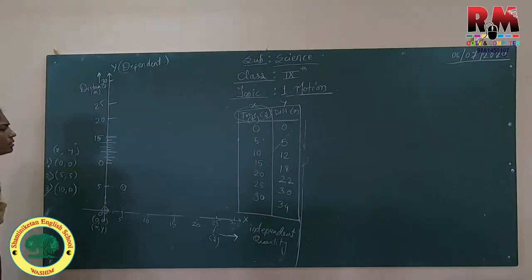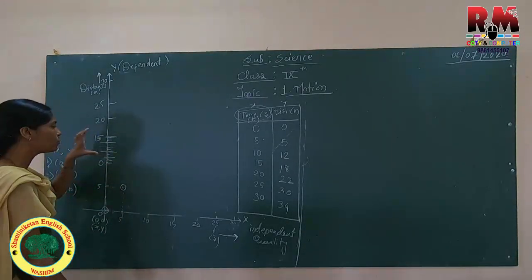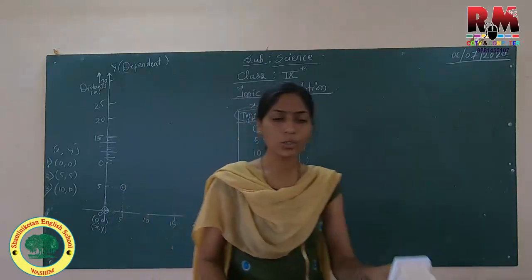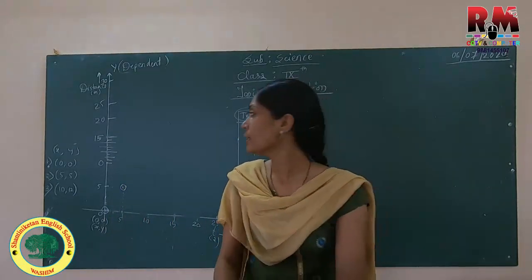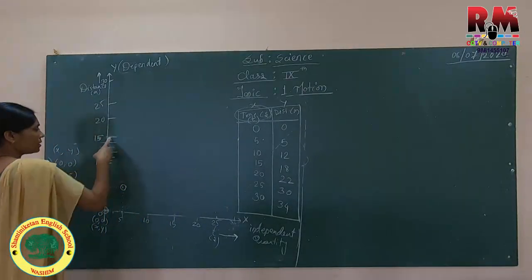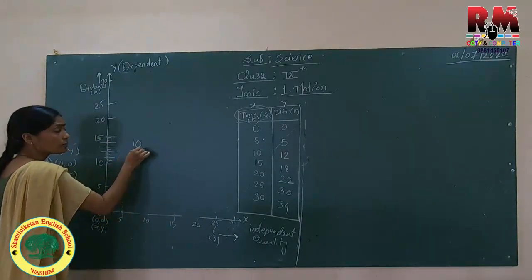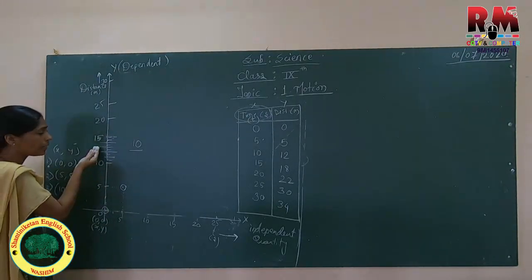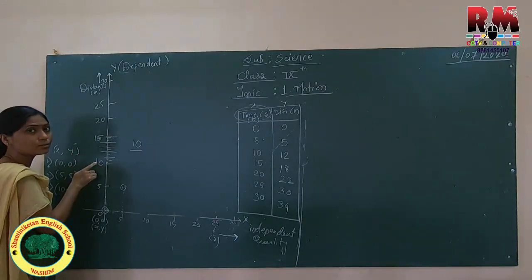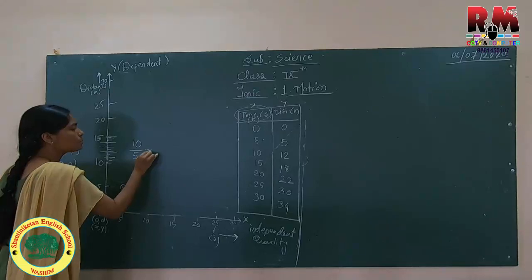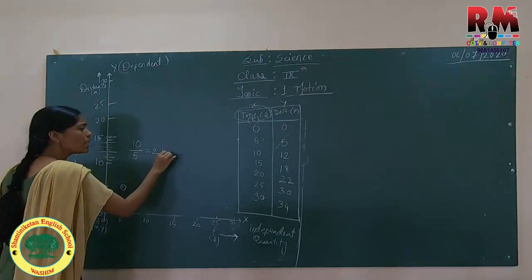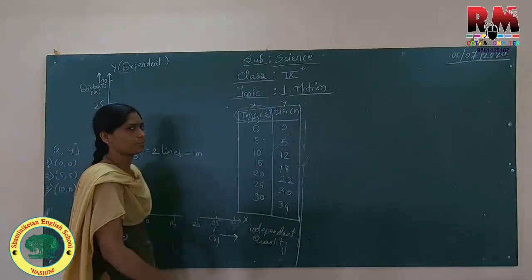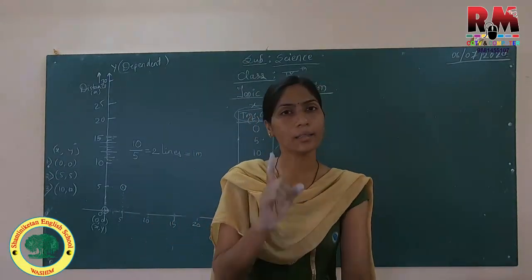You children already know that in one box there are total 10 lines. This total of 10 lines, you have to divide by the difference of your distance you have taken here. What is the difference here? 15 minus 10, 5. So it becomes what? 2. So 2 lines will make 1 meter.